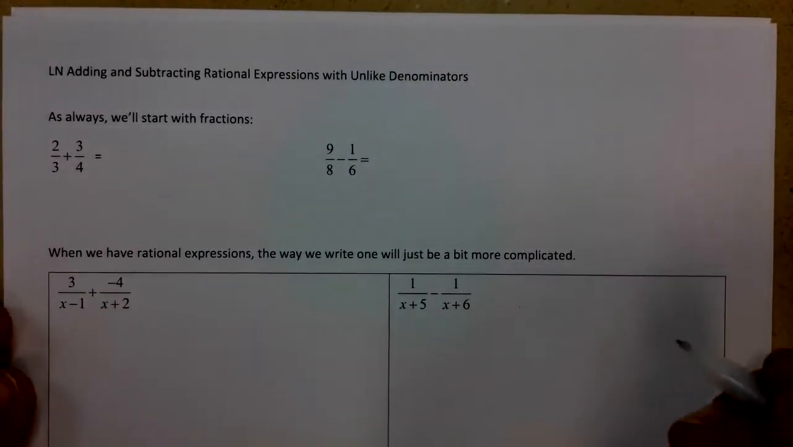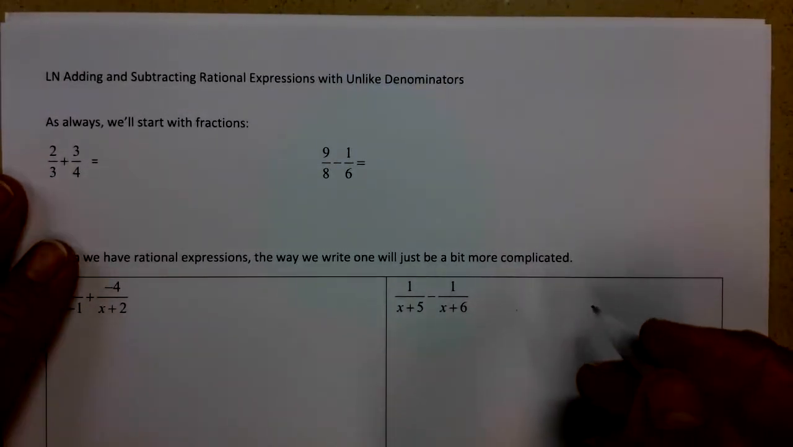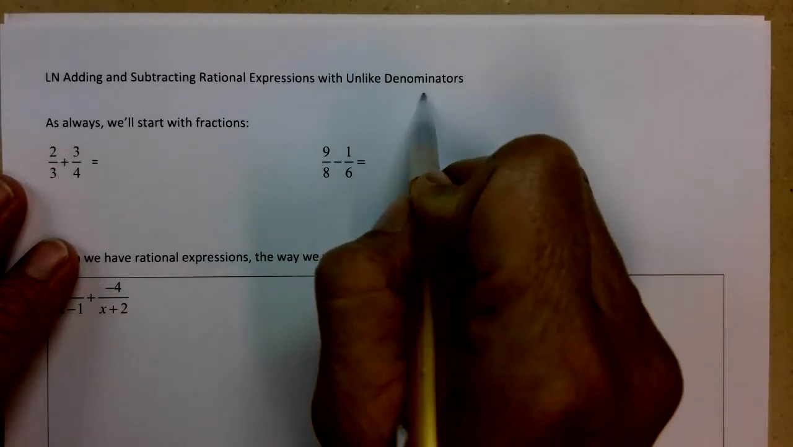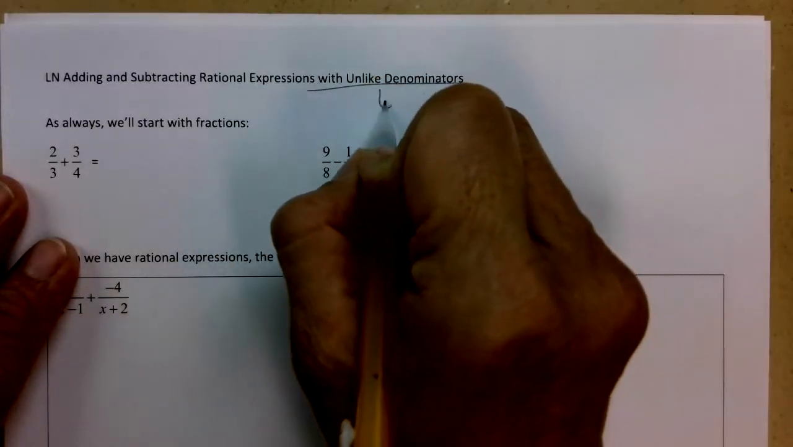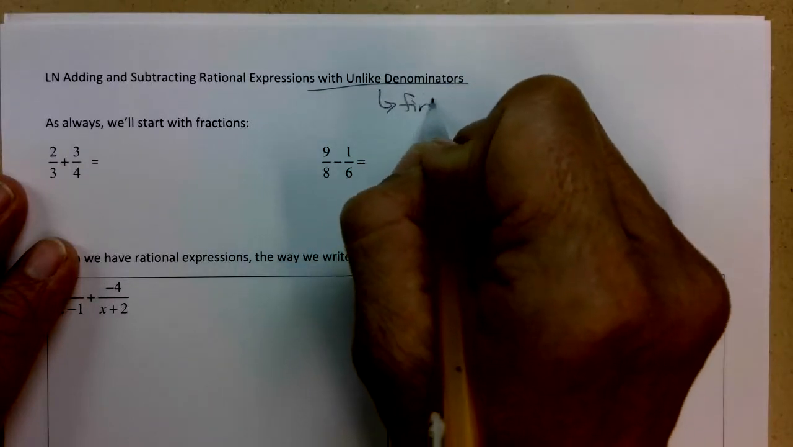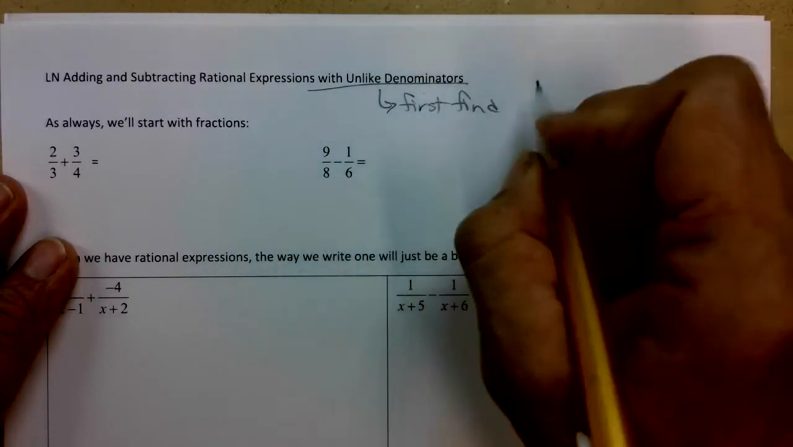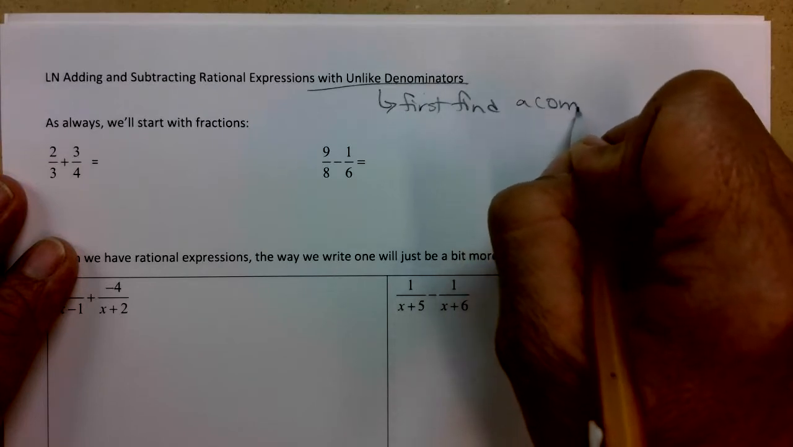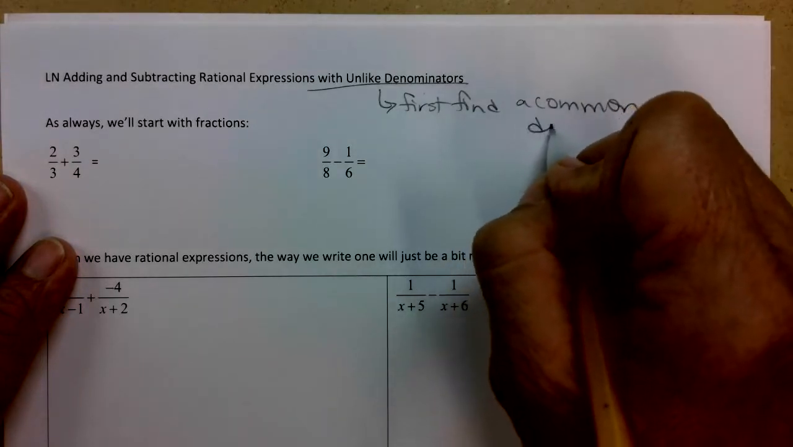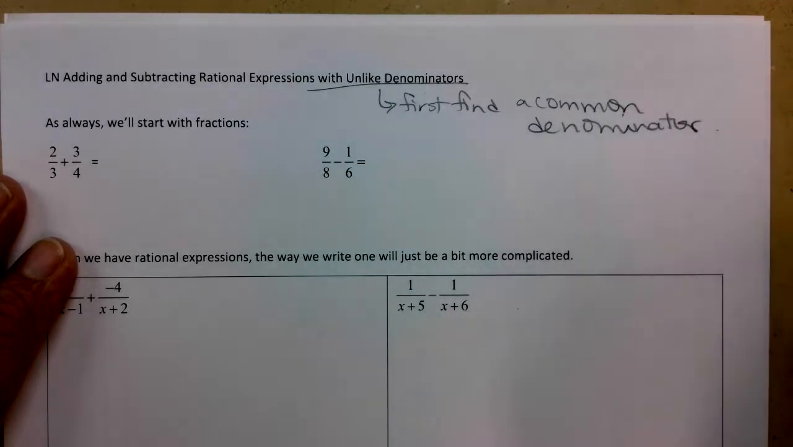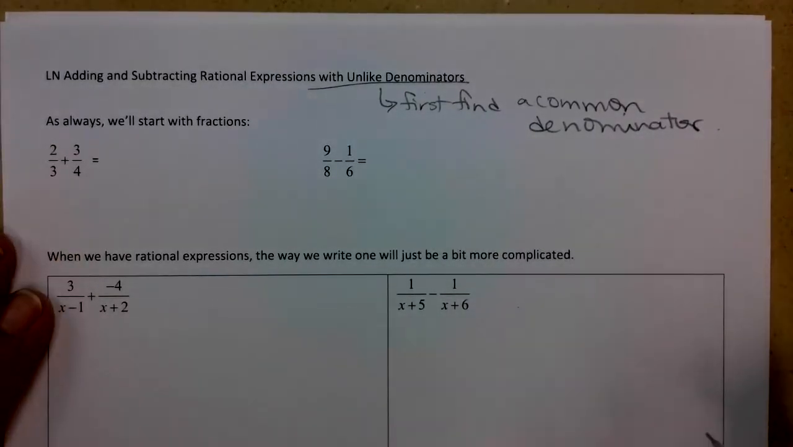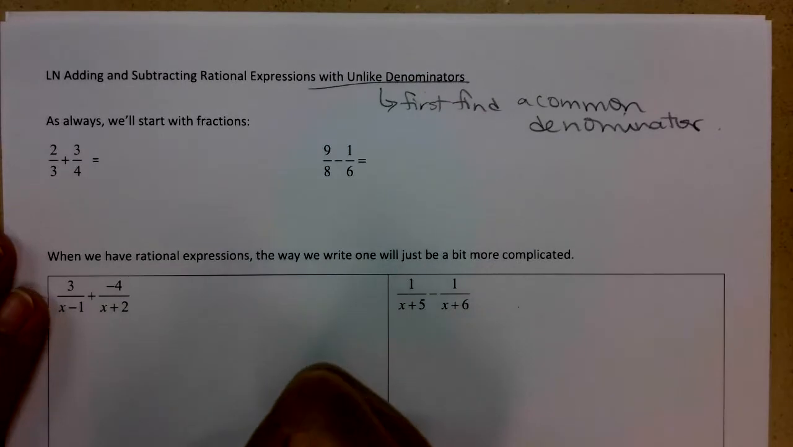So if we have rational expressions and we have unlike denominators, the first thing we need to do is first find a common denominator. And we will try to find the lowest one, right? That's reasonable. Okay, so we'll start with our fractions first, so no letters.